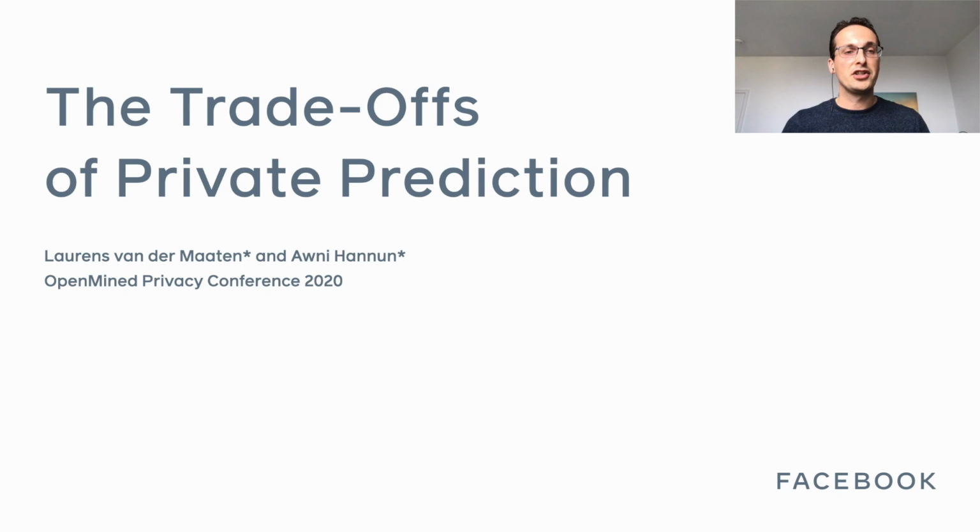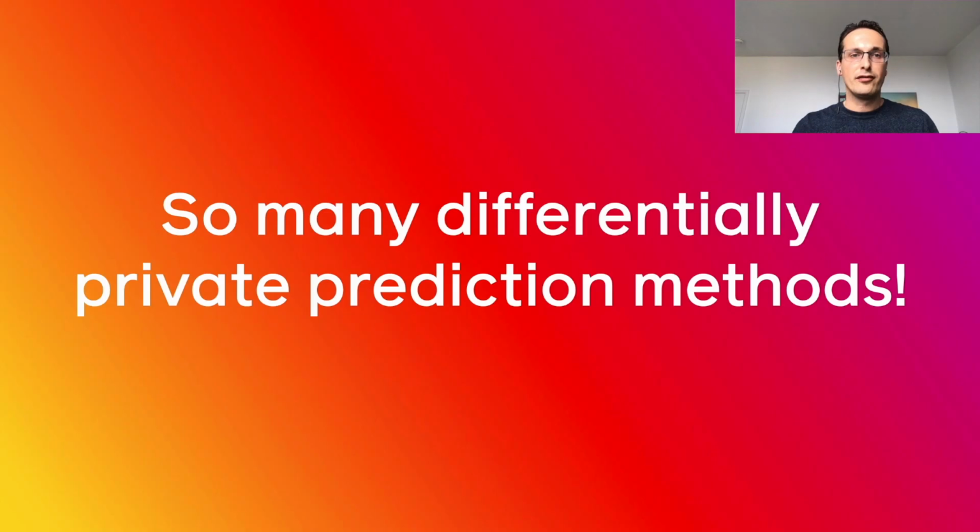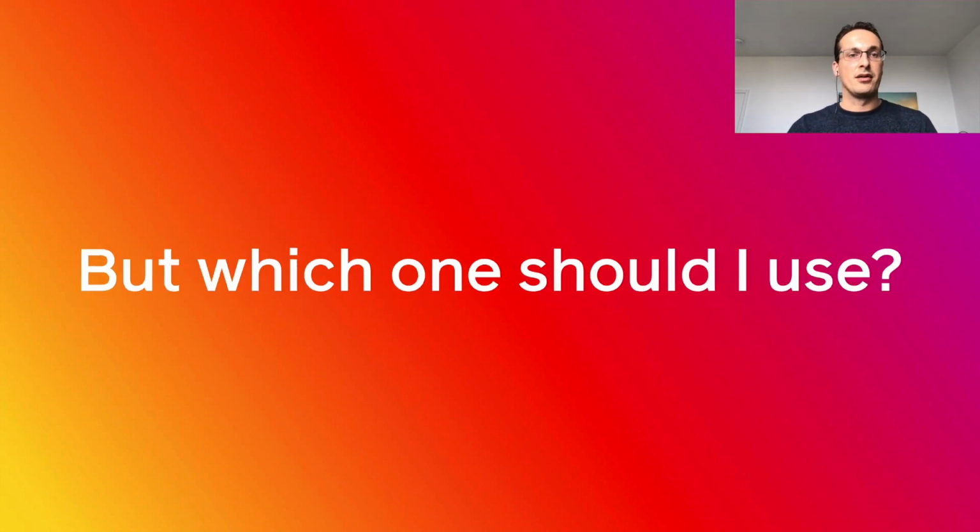Now, if you look at the literature on private prediction, you'll find that there are many methods that perform differentially private prediction. But all of these methods are only studied in theory, and very little is known about their empirical performance. Which raises the question, if I have a practical scenario in which I want to perform private prediction, which method should I use? The goal of our study is to try and answer this question, as well as to investigate the trade-offs that play a role in private prediction.